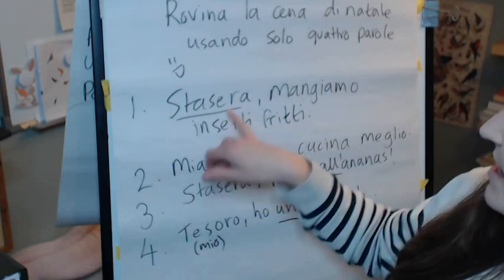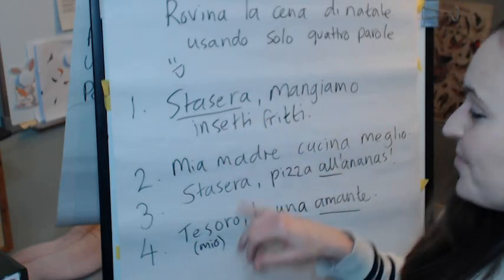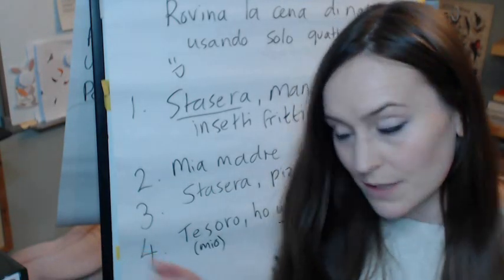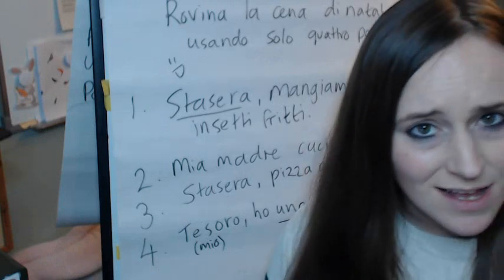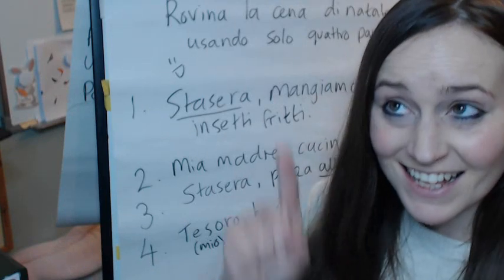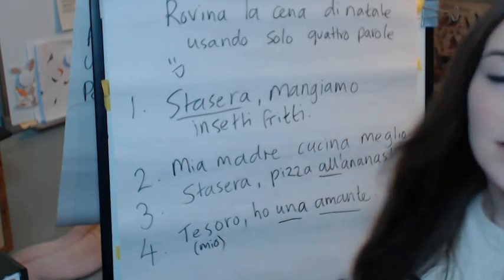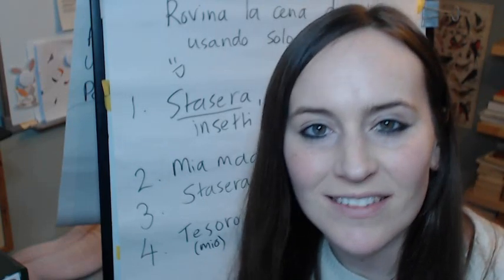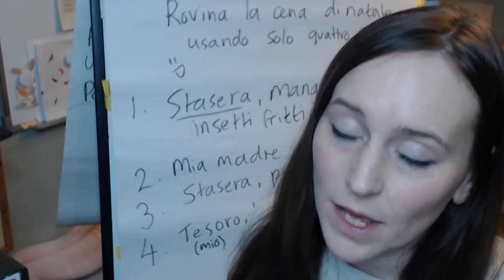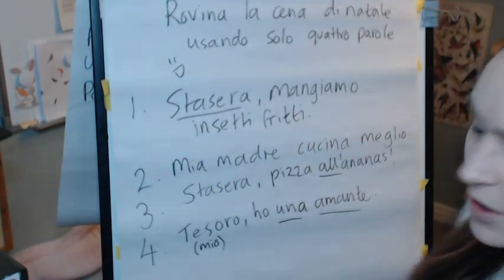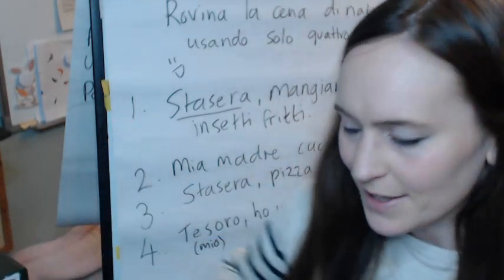Ok, so stasera mangiamo gli insetti fritti. Mia madre cucina meglio. My mother cooks better than this. Stasera pizza all'ananas. Tonight pineapple pizza. Tesoro ho una amante. Darling, I have a mistress. Or darling, I have a lover. I'm seeing someone on the side, kind of thing.